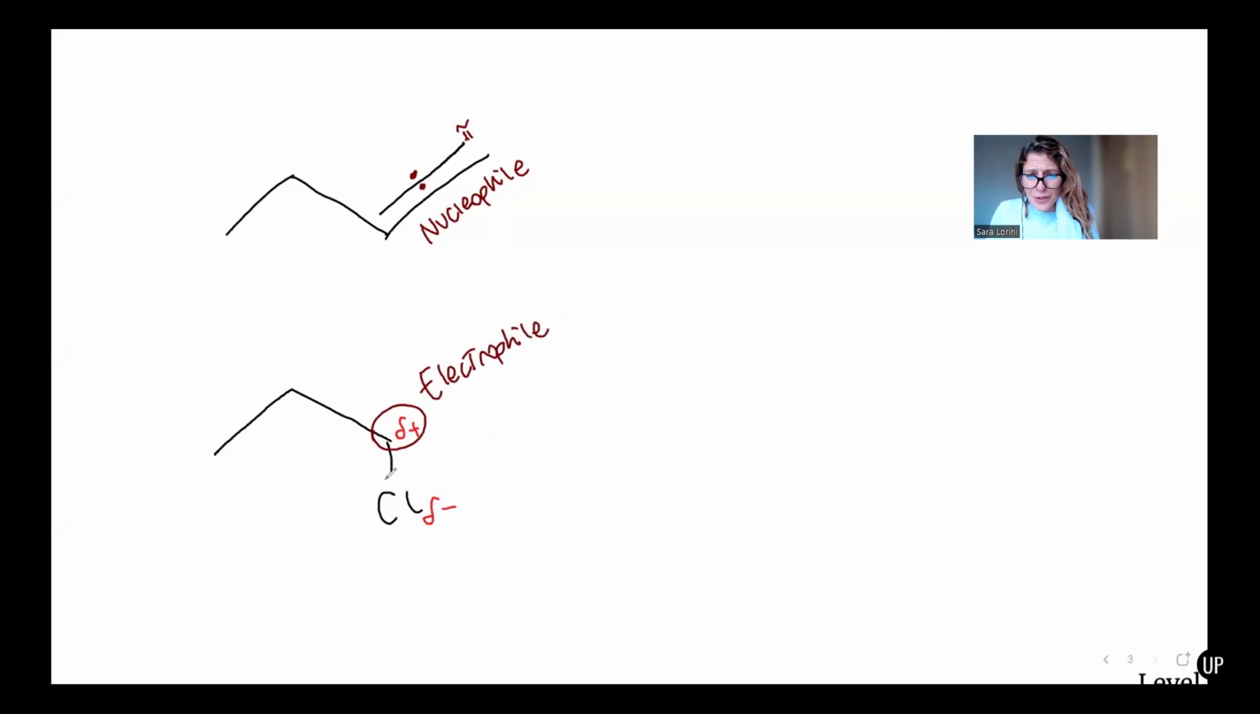Good. This could also be a nucleophile maybe, but then think carefully. Okay, wait. How would that happen if a chlorine can't really have more than one bond? How is it possible that the chlorine would form another bond? Somehow this carbon-chlorine bond would have to break. And is that something you've seen before? Not really. Then it's likely not to be a mechanism.